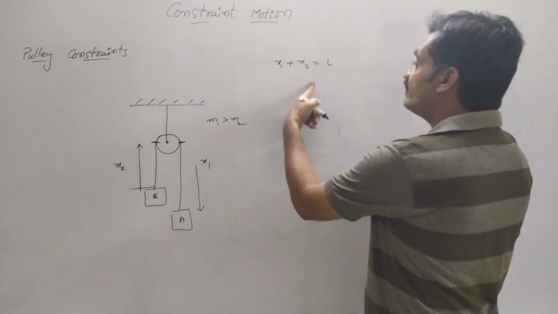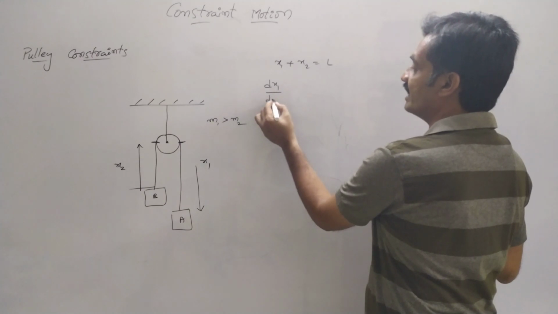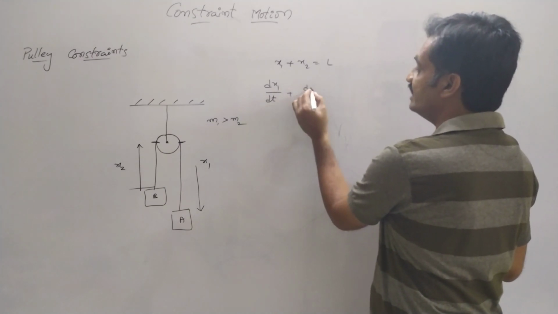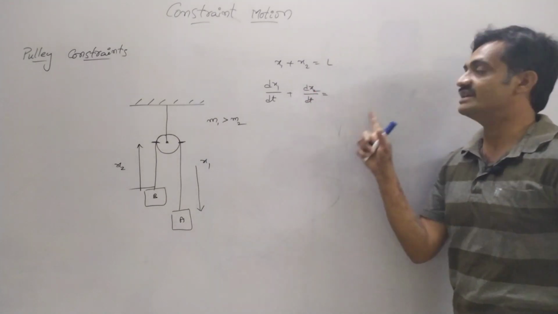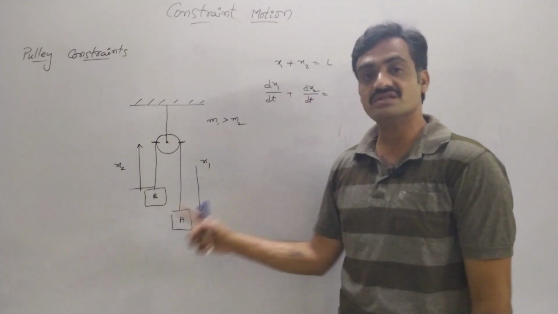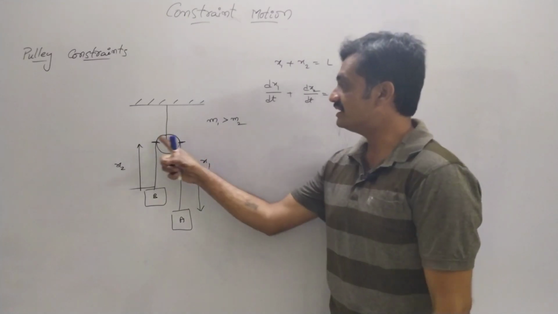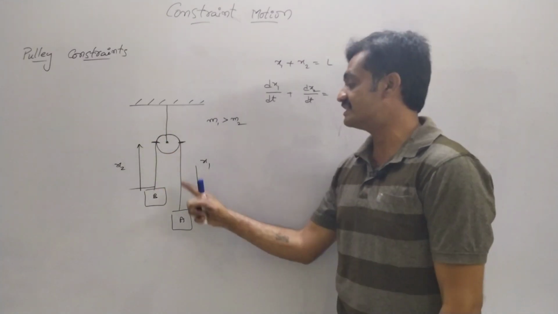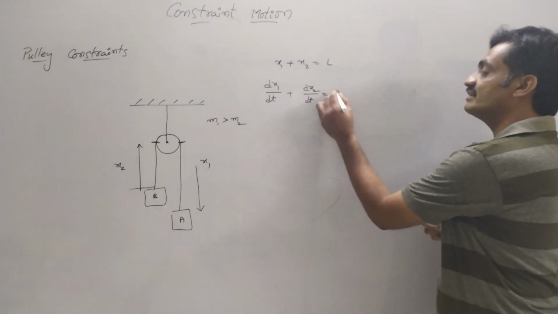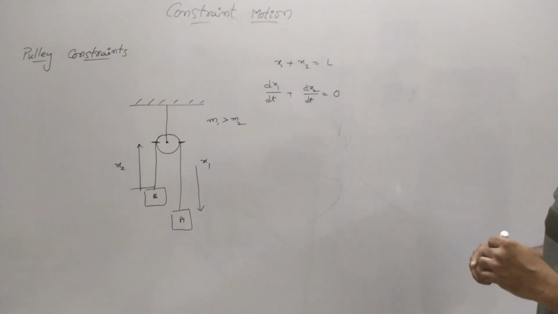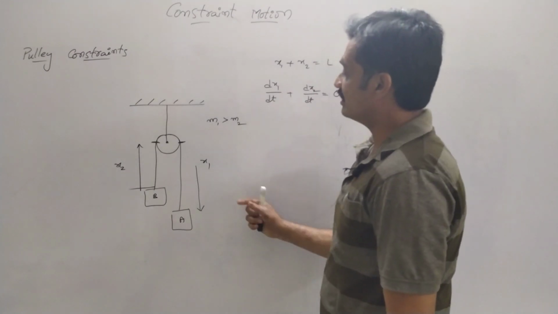Here if I differentiate this equation with respect to time, then we can represent it as dx1 by dt plus dx2 by dt is equal to the differentiation of a constant. Why? Because the length of the string remains constant, it does not change. Why? Because it is an inextensible string. Here we consider an inextensible string. That's why dL by dt is nothing but equal to 0.